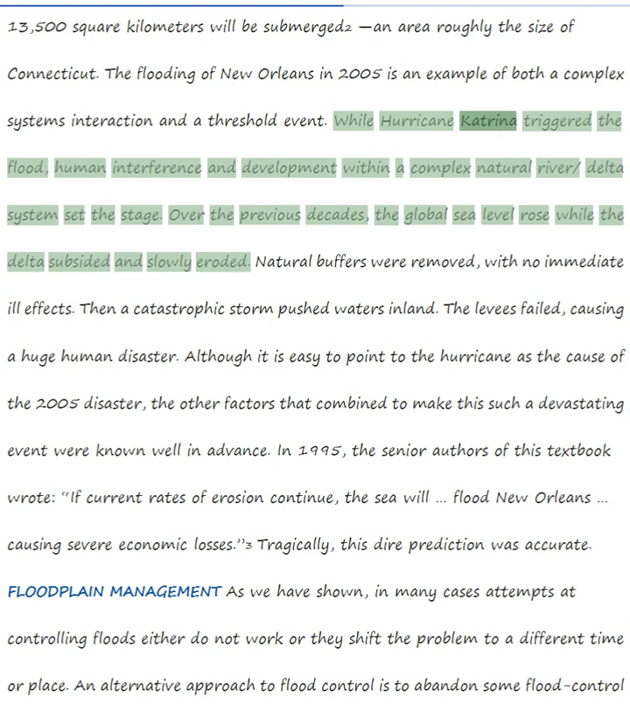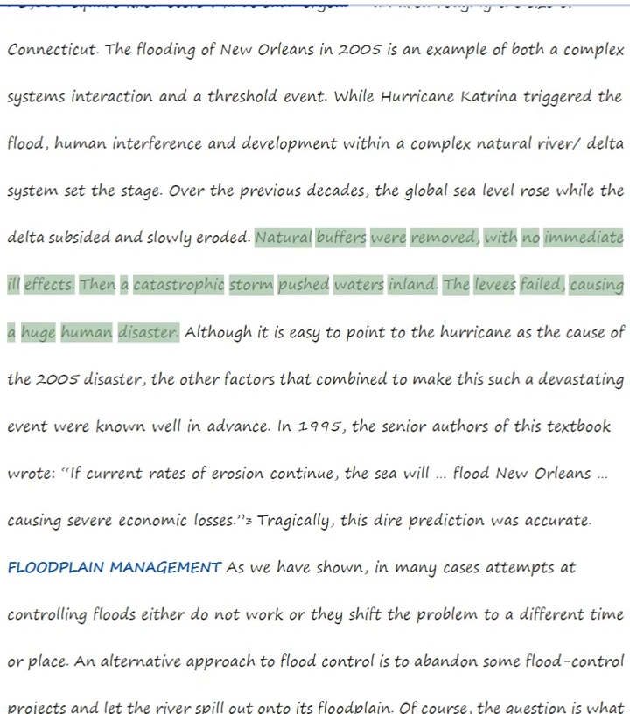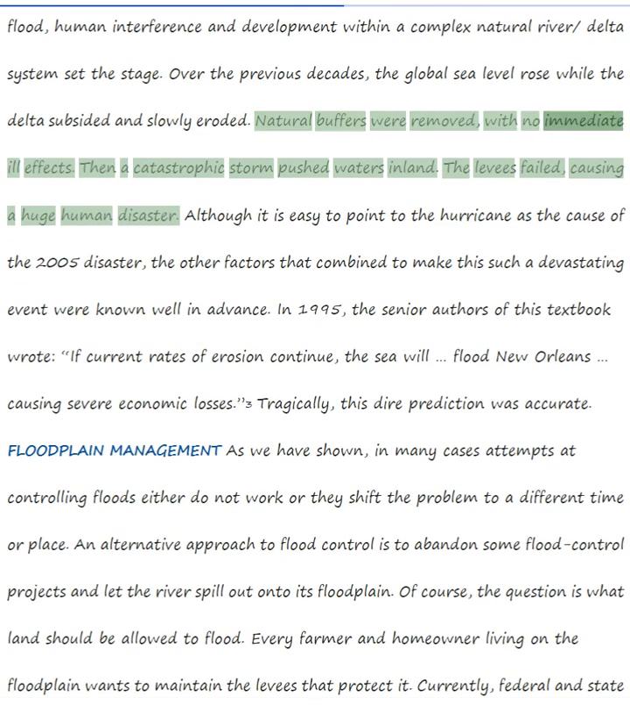While Hurricane Katrina triggered the flood, human interference and development within a complex natural river delta system set the stage. Over the previous decades, the global sea level rose while the delta subsided and slowly eroded. Natural buffers were removed, with no immediate ill effects. Then a catastrophic storm pushed waters inland. The levees failed, causing a huge human disaster.